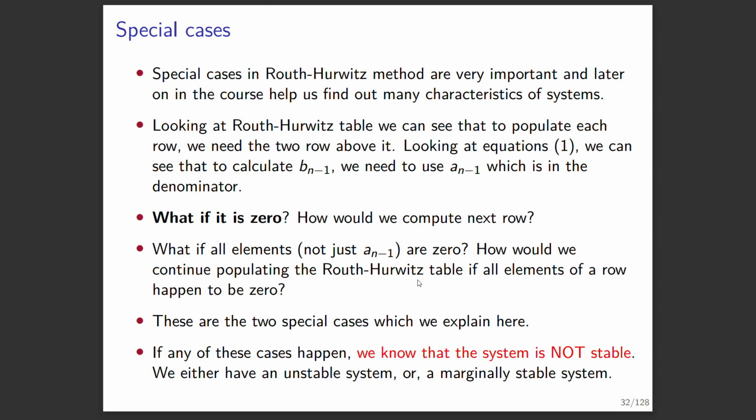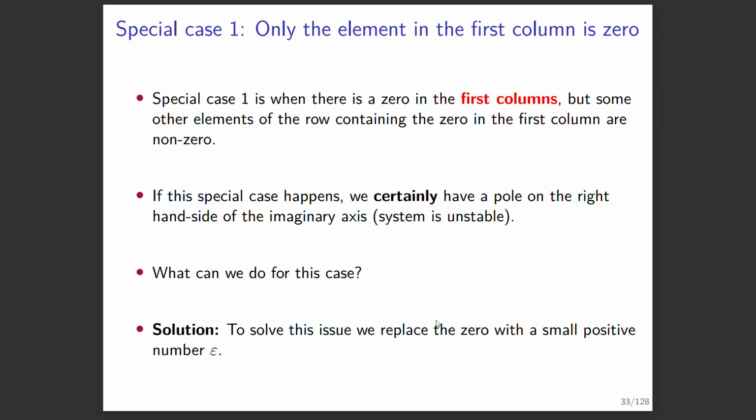If either of these cases happens, what we can certainly say is that our system definitely is not stable. Either it's unstable or it's marginally stable. Okay, now let's look at special case number 1. Special case number 1 is when only one element, the first element, is 0. So only the element in the first column is 0, but the rest of that row is not 0.